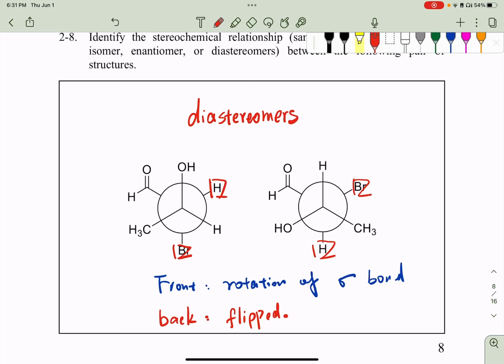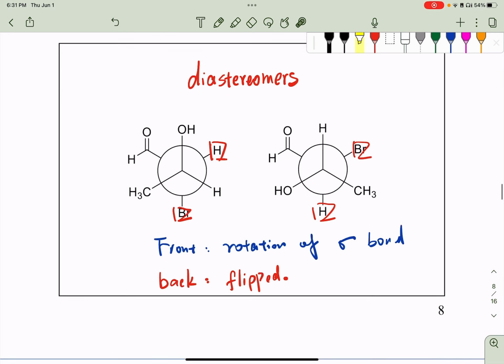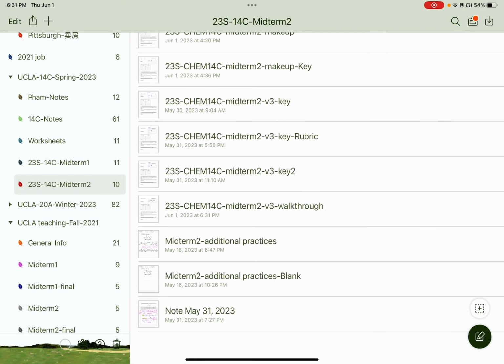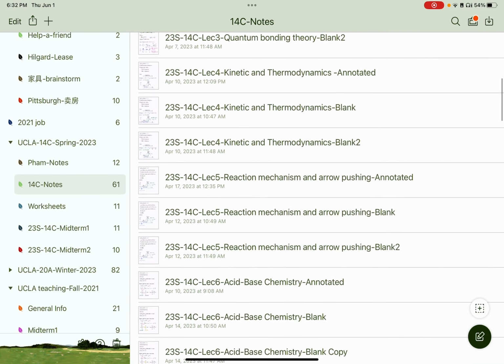All right, so let's keep going here. 2 to 9, draw the HOMO and LUMO of 1,3-butadiene. Label all node planes to get full credit. HOMO and LUMO of 1,3-butadiene. It's been a while. Let's check that up.